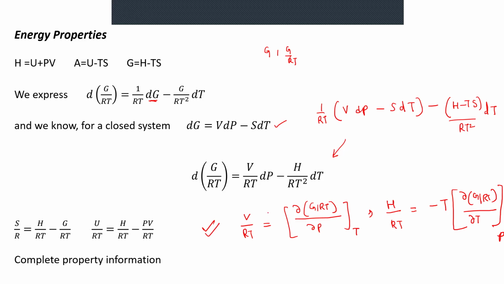Similarly, this covers G, V, H, and S, and U can also be expressed in a similar way, where S by R is H by RT minus G by RT. We know this, right? G is equal to H minus TS, so from that we get this. And H is equal to U plus PV, so from that we get this relation. When you put these values here, we get relations for G, V, H, S, and U. All property information is understood here.